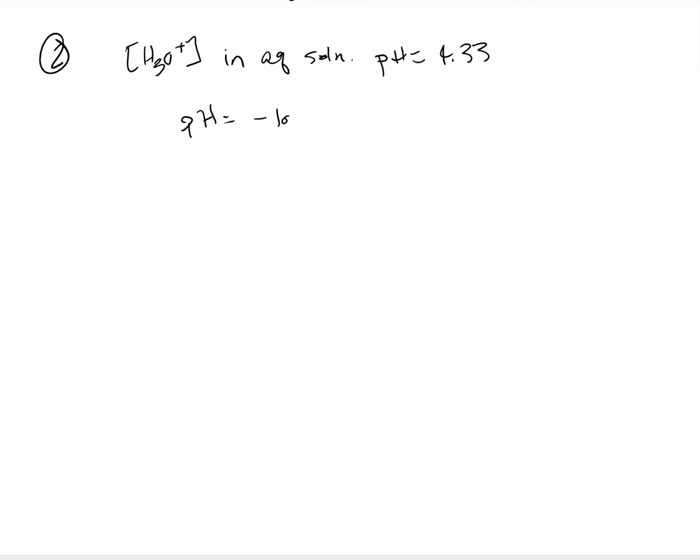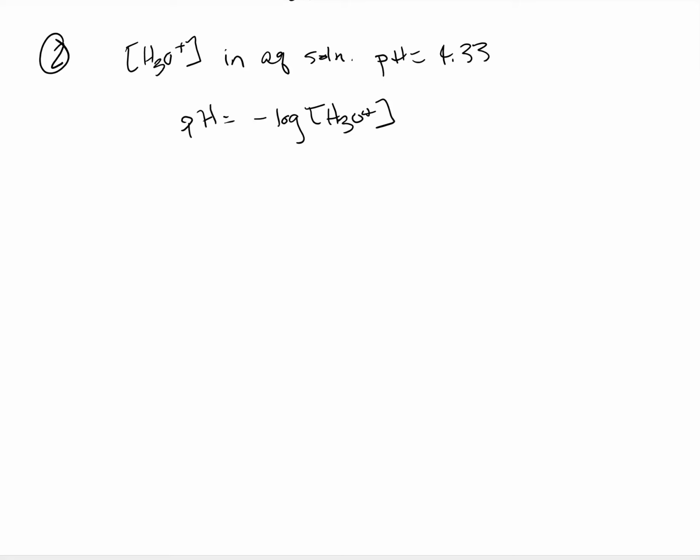pH equals negative log of concentration of hydronium. So once we have this relationship, we're probably pretty adept at, if we have the concentration of hydronium, finding pH, but there's a little bit of math involved in going the other direction, which is what we're being asked to do here. So what we're going to do is just substitute in and then do a little adjustment.